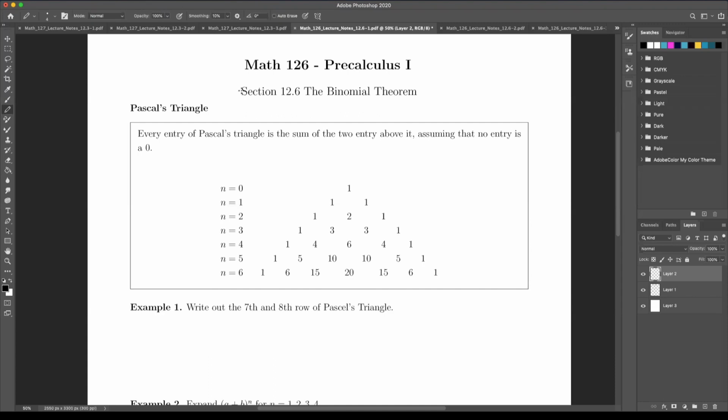Anyways, so here we're going to be talking about section 12.6. So we're going to skip over to binomial theorem. And so in order to do the binomial theorem or binomial expansion, right? So we start with Pascal's triangle. So you might have seen this triangle before in your life.